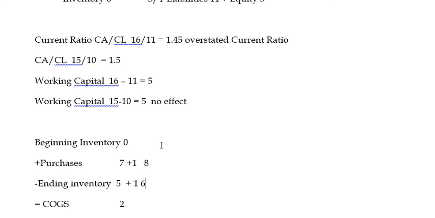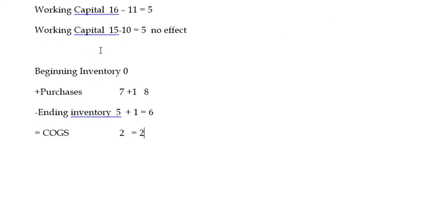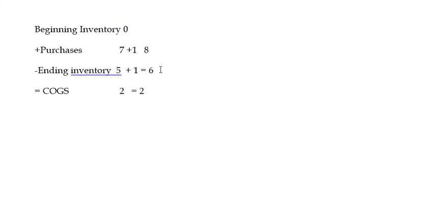And if we look at this effect, we started with 0 plus 7 minus 5 gives us 2 cost of goods sold, when the true number should have been 0 plus 8 minus ending inventory of 6, which also gives us cost of goods sold of 2. So even though we had misstated our purchases, we also had misstated our ending inventory, and they were both understated, and so those two net each other out, since they didn't actually sell that ending inventory, it's still there.